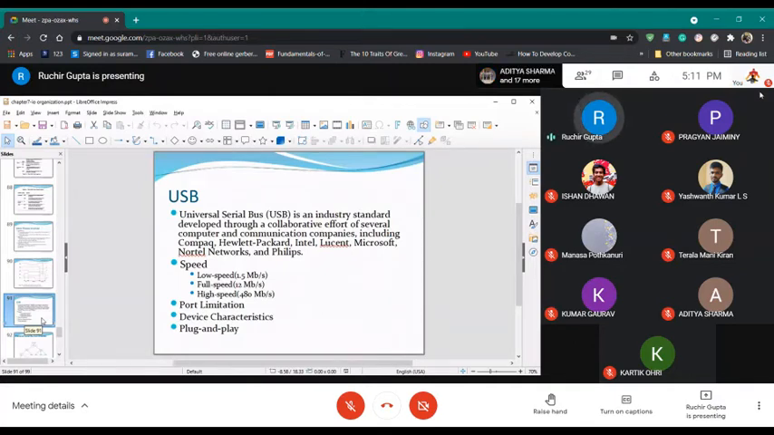Third thing, it is plug and play. So you don't have to do any configuration with that. PCI is also, of course, plug and play. So is USB. You just have to plug the device into the port, and everything else will be taken care of. How that will happen, we'll talk about that.